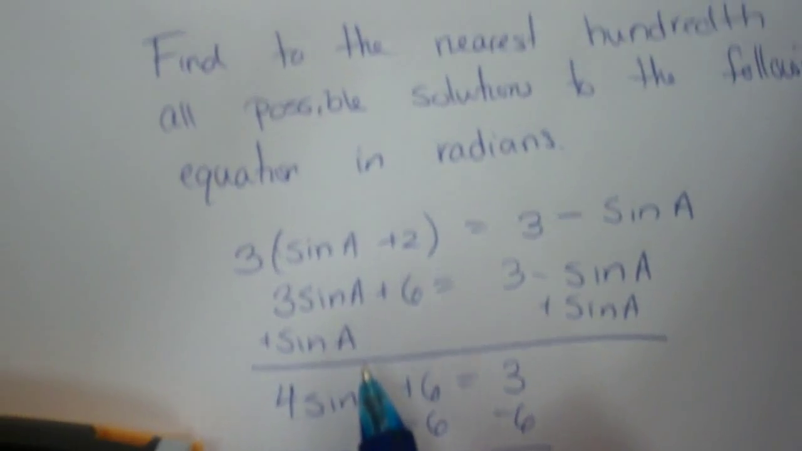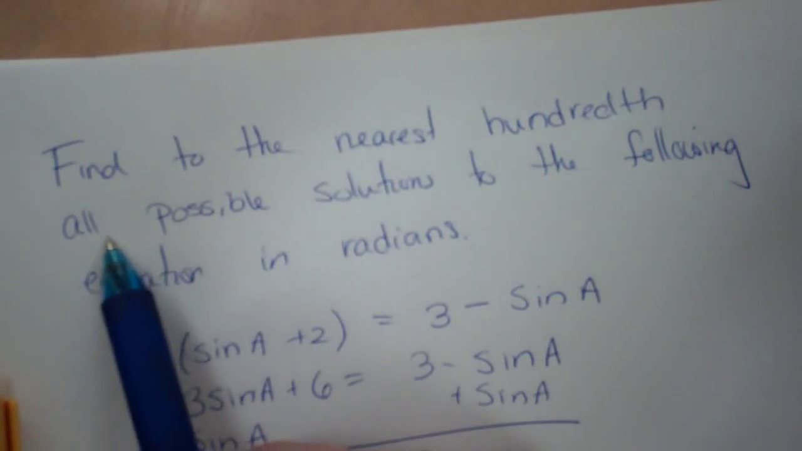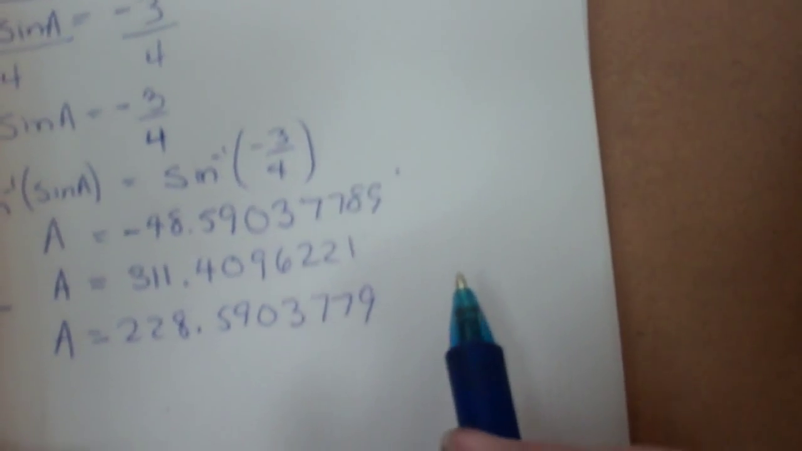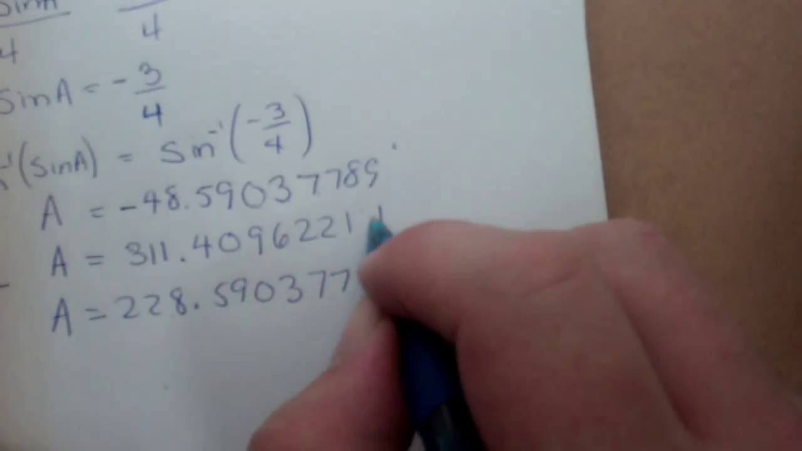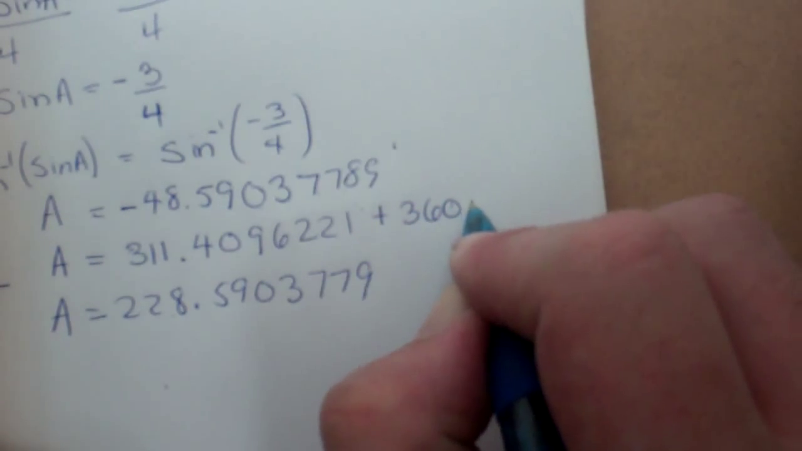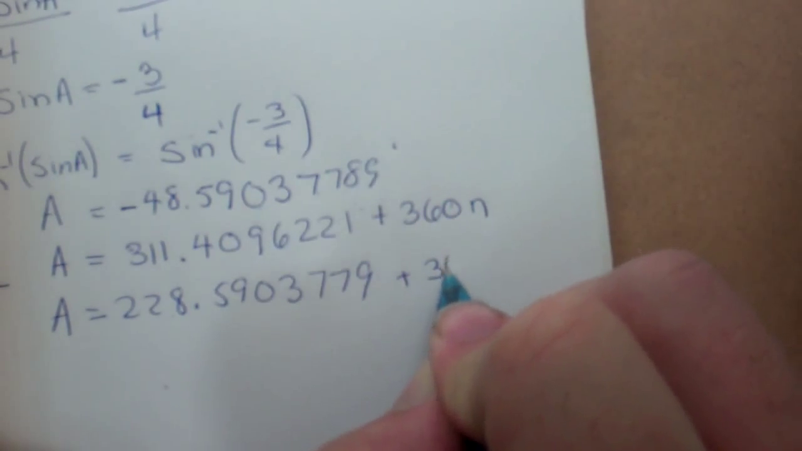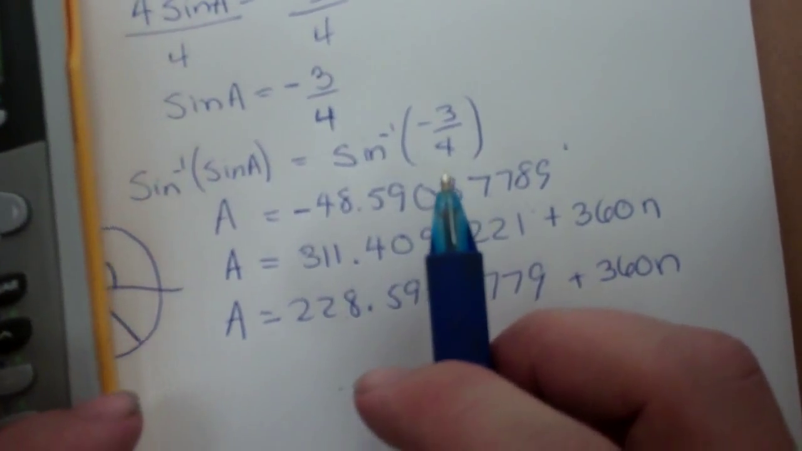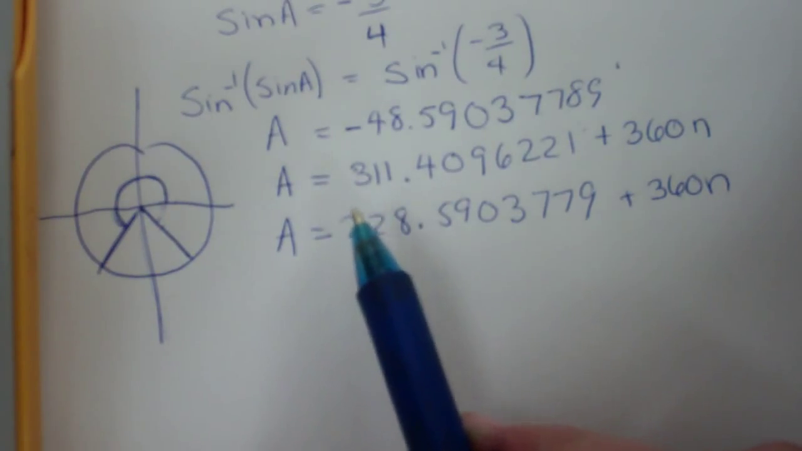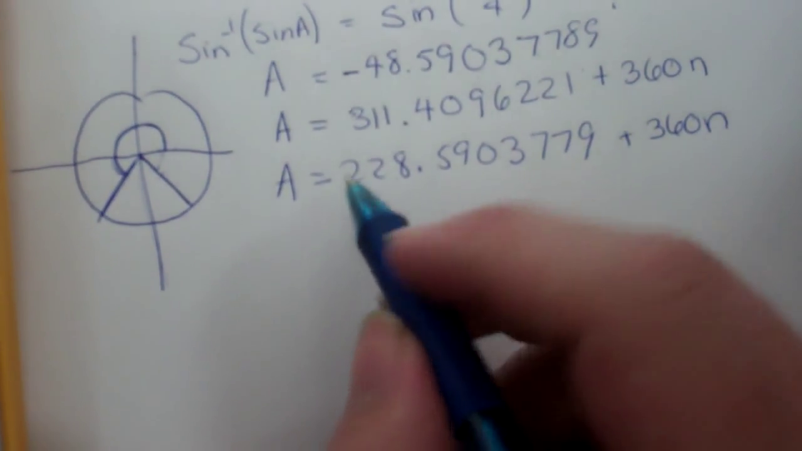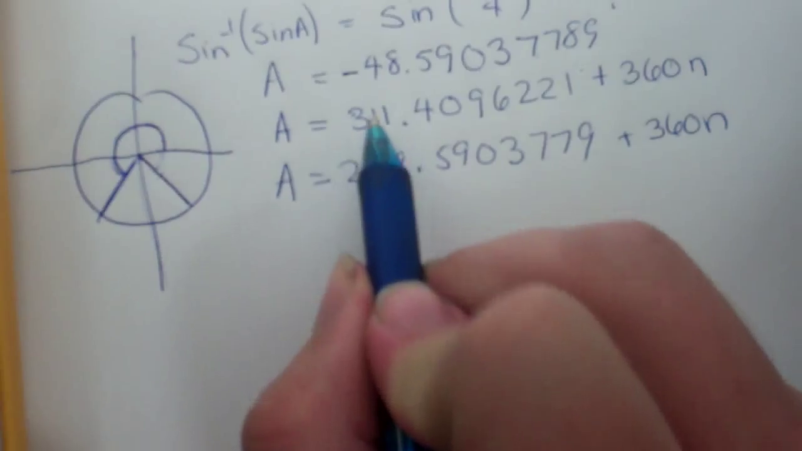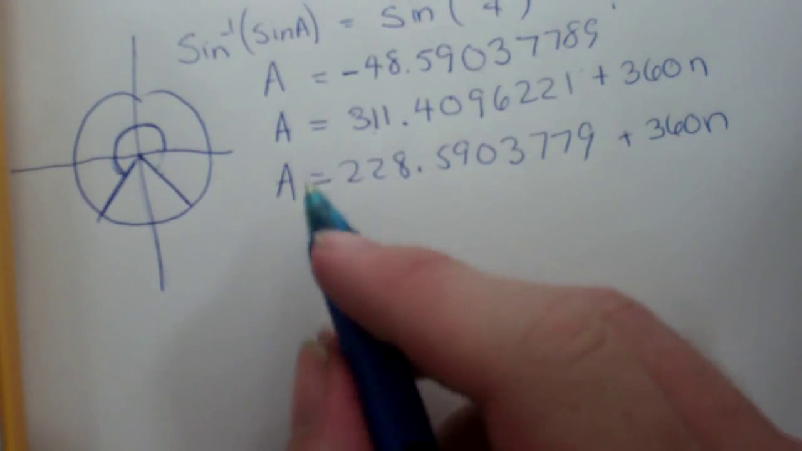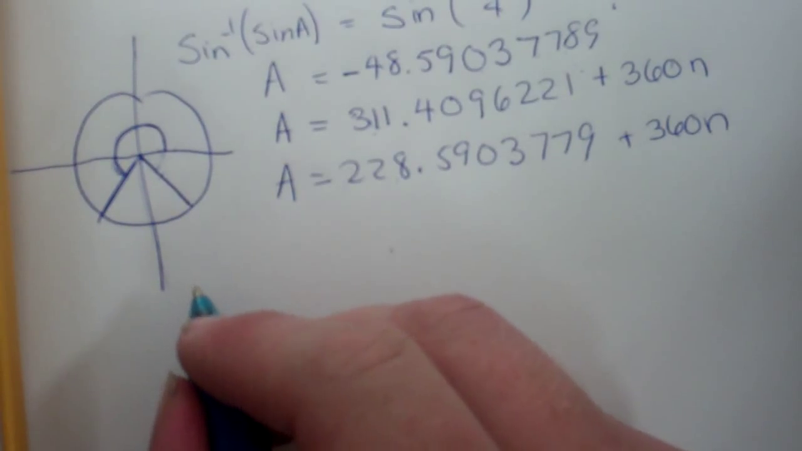It did want us to find, if you look up here, it says find all possible solutions, which means we also want to include, if you add all of the coterminal angles, so plus 360n, plus 360m, this would be okay if the answer was just in degrees, but we want to have these answers in radians. And so to do that, we have to multiply this angle by pi over 180, right? So let's see what that gives us.